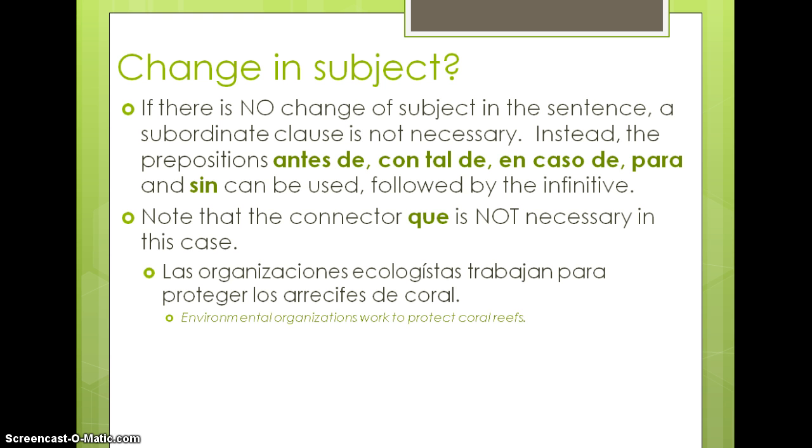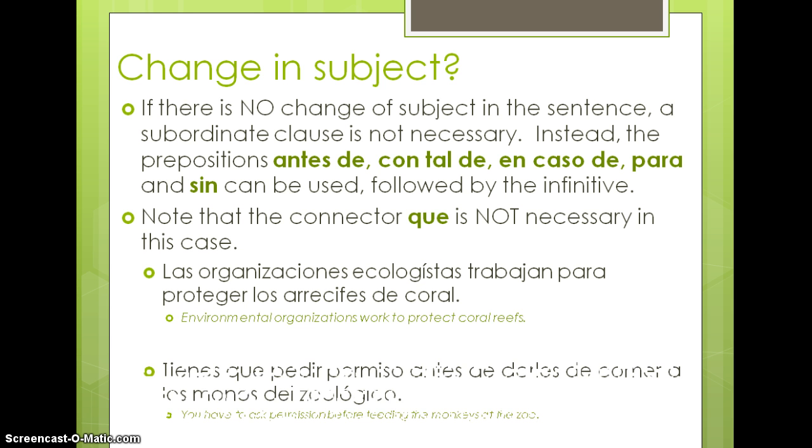Couple of examples. Las organizaciones ecologistas trabajan para proteger los arrecifes de coral. Tienes que pedir permiso antes de darles de comer a los monos del zoológico.